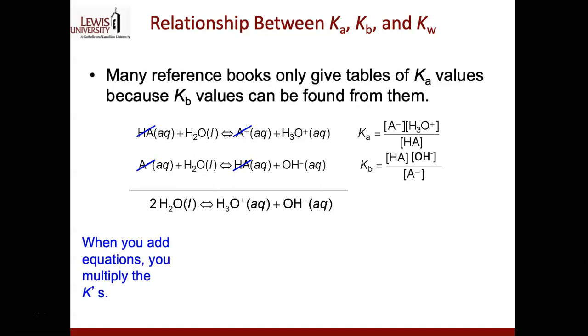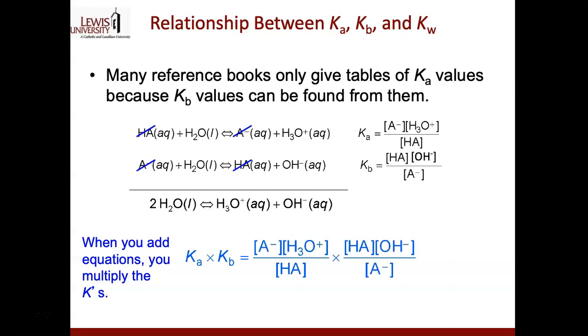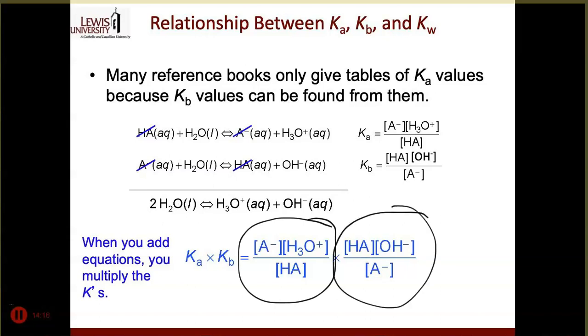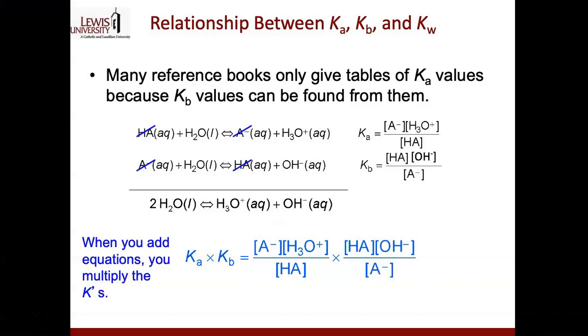Well, we know that if we're adding two reactions together, you have to multiply their K values together, right? So let's think about what happens when we multiply Ka by Kb. Ka here is A minus H3O plus over HA. Kb is HA OH minus over A minus. When we multiply those together, A minus cancels out, HA cancels out, and we're left with H3O plus times OH minus, which we know is Kw.